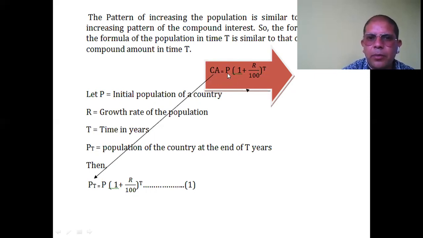If compound amount, principal, and time are given, then you can find out the rate. If compound amount, rate, and time are given, you can find out the principal. So there were four questions. Similarly, in this chapter also, there are four variables. If three variables are given, then you can find out which one is unknown. So you can use this formula exactly the same as in the compound amount chapter. It's not a confusion.